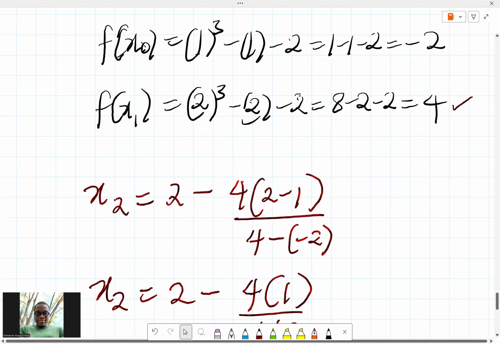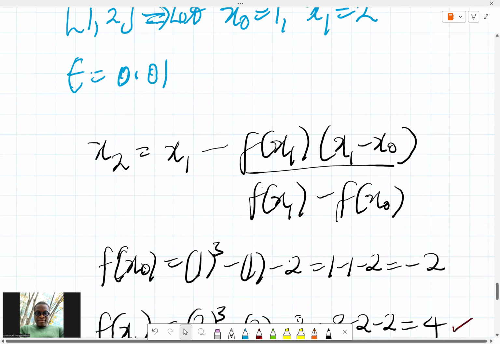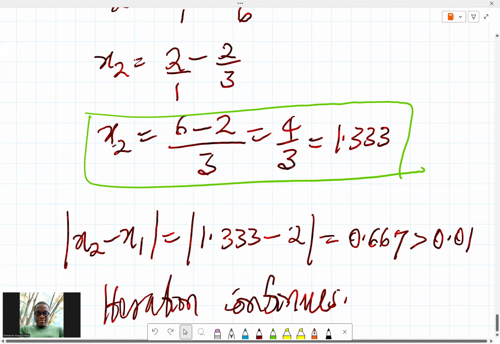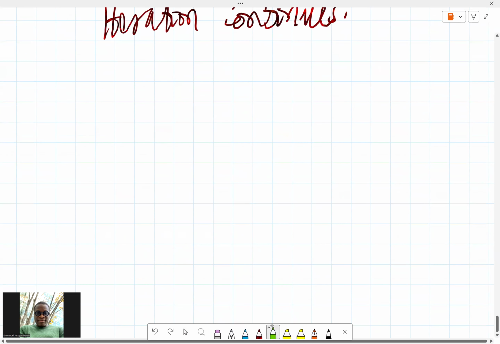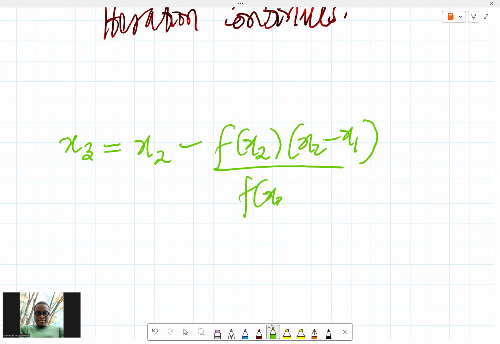Maybe I shouldn't name the iteration, because the x2 and all that can be confusing. So let me go for the next thing now. We now have x3. X3 is equal to x2 minus f of x2, into x2 minus x1, all over f of x2 minus f of x1.